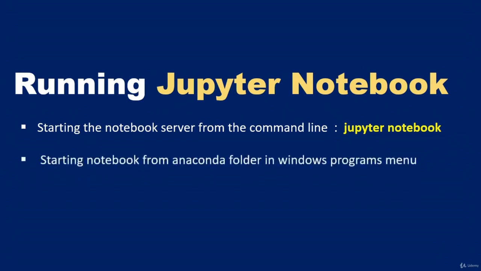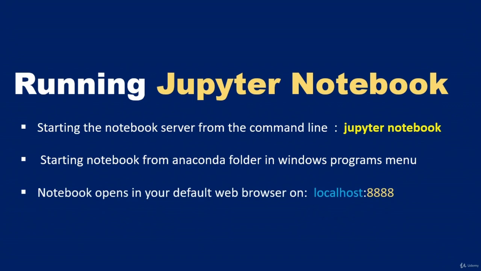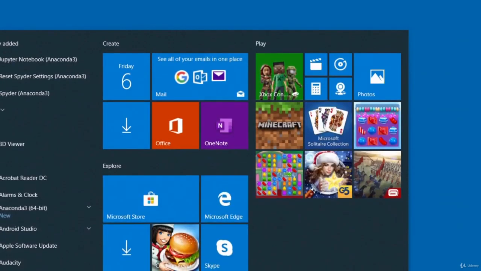The other way to start the Jupyter Notebook server is from the All Programs menu in your Windows-based computer. If you go to the Anaconda folder within the All Programs, there should be an icon there for Jupyter Notebook. You can run it from there as well. Once the Jupyter Notebook server is started, it opens up the Jupyter Notebook in your default web browser, and it does that on localhost, and the port it uses is 8888.